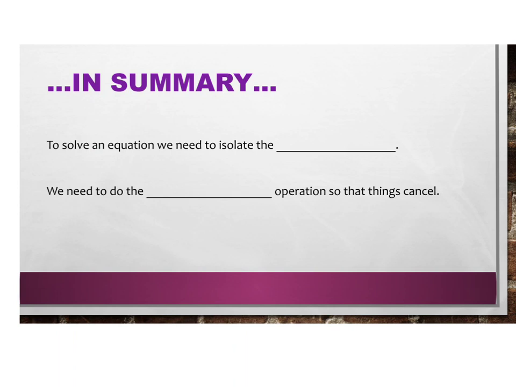In summary, to solve an equation, we need to isolate the variable. Sorry, that's supposed to be an E. Doesn't look like one, does it? We need to do the opposite operation so that things cancel. So, if it's a positive 4, we subtract 4. If it's a negative, those sorts of things.